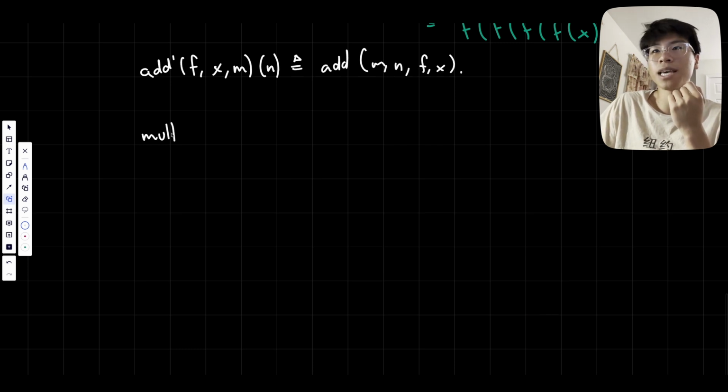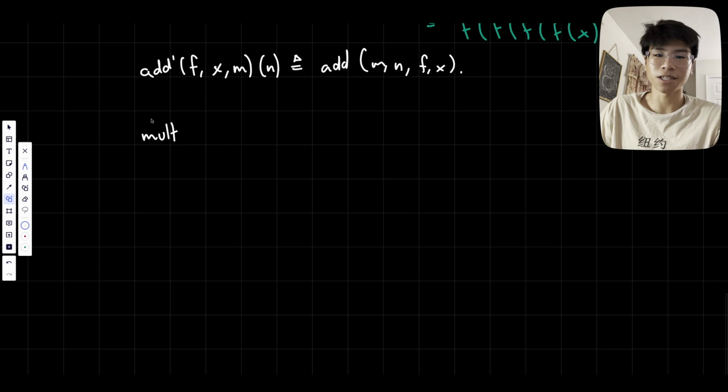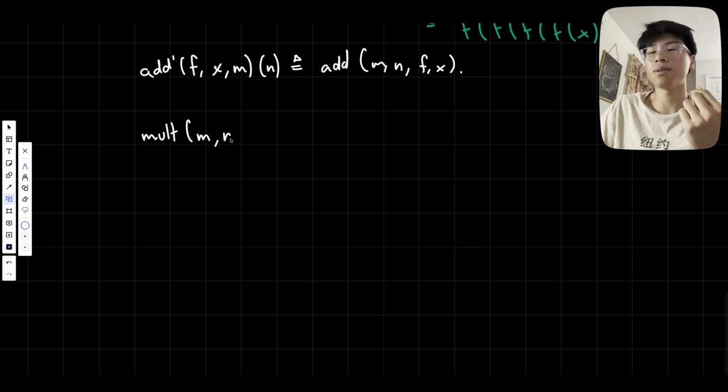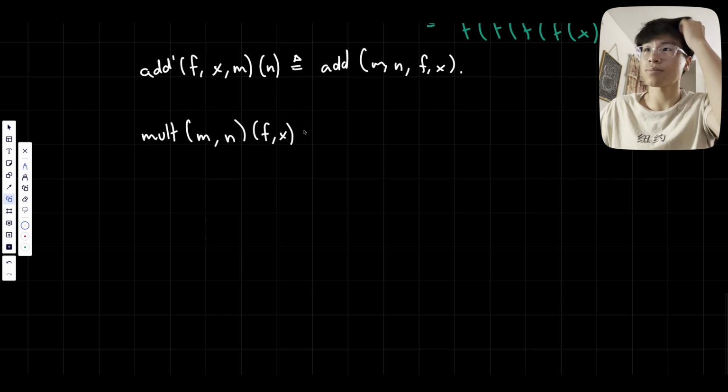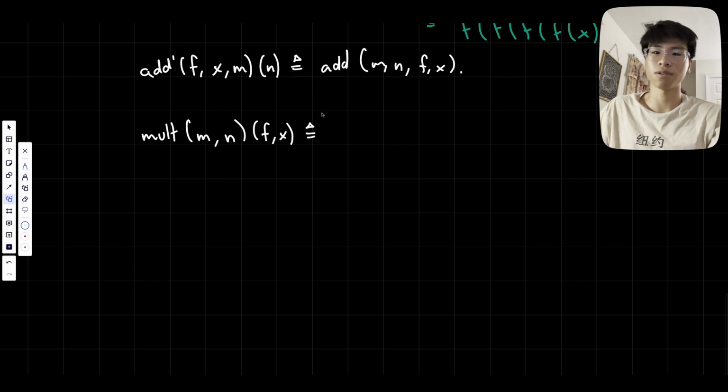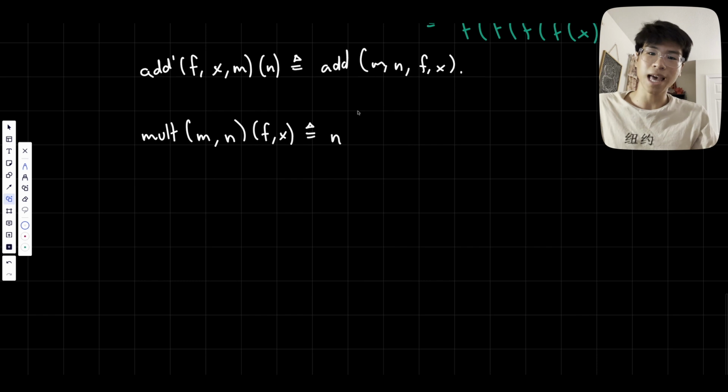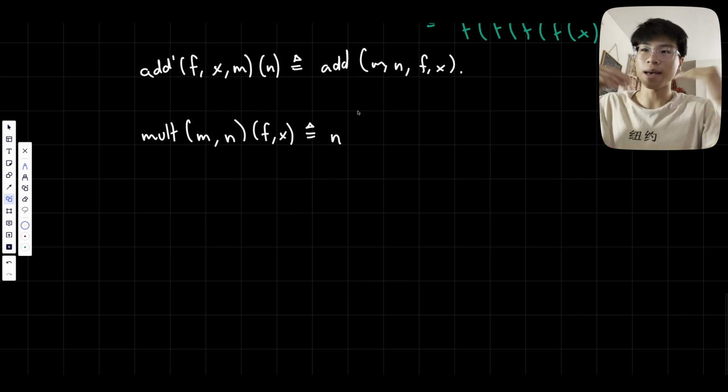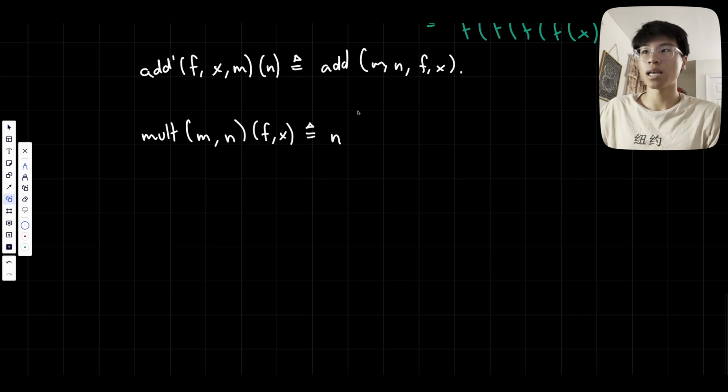Now to define multiplication, if you think about multiplication, it's just repeated addition. So we'll take in our two integers, m and n, as well as our function f and variable x. And we'll just rinse and repeat. So we'll start with n. And what are we doing n times? We're going to add m n times. Okay, so the function we're going to use is add.